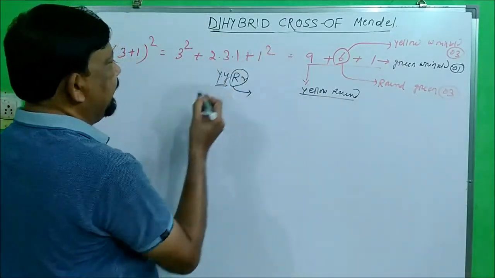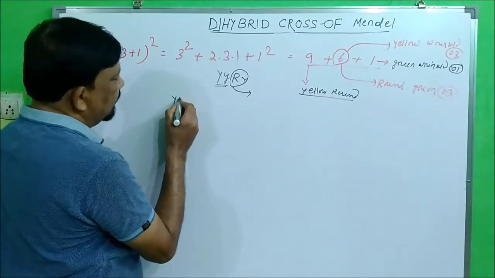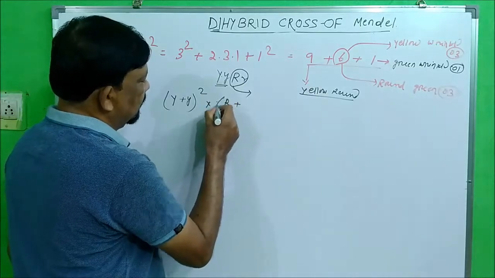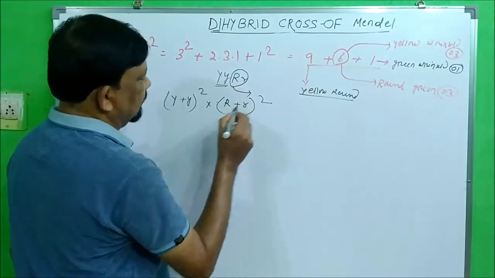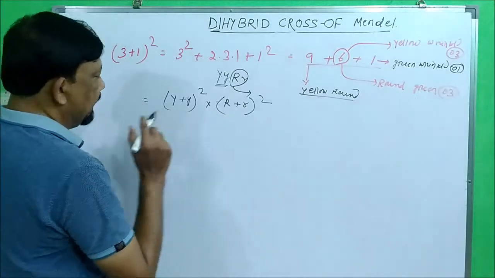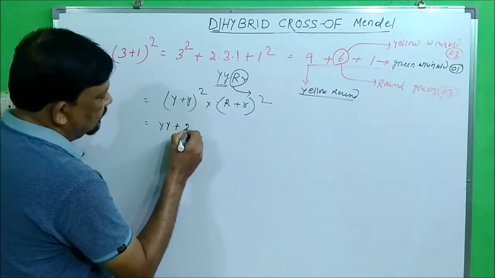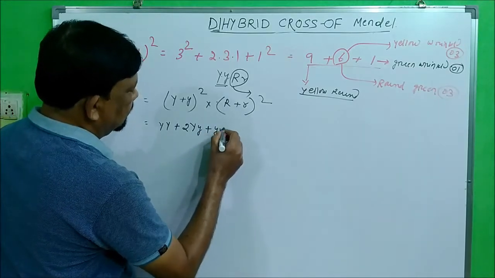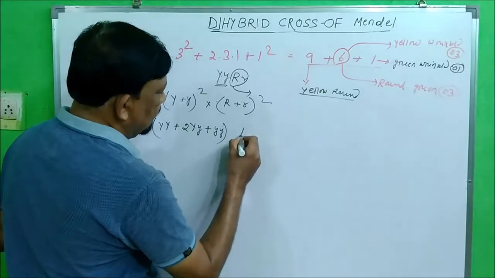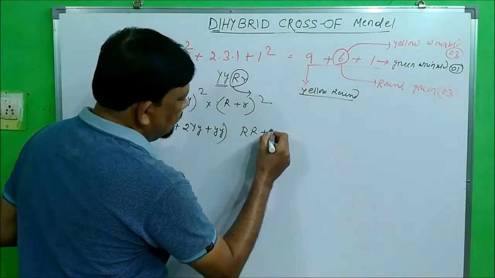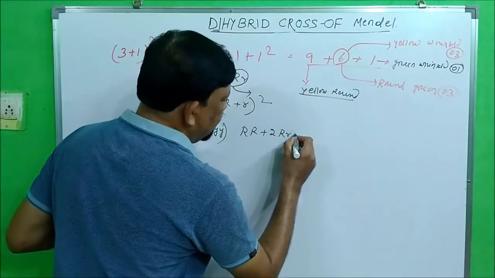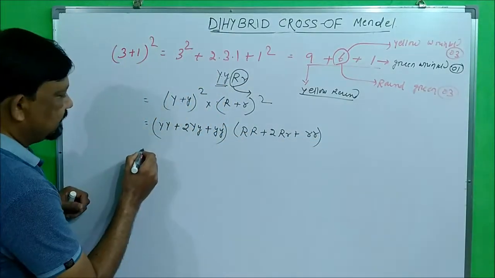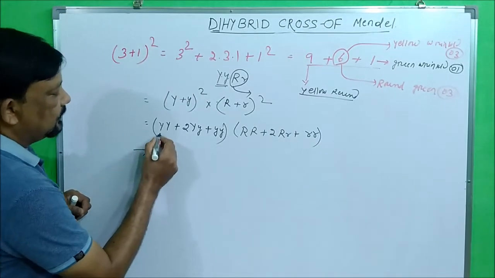Now what we have taken is (Y + y) square cross product (R + r) square. If we convert this, it will look like this. So YY plus 2Yy plus yy. This is 1, and this is RR plus 2Rr plus rr. So these are the products. Now first we will go with this.